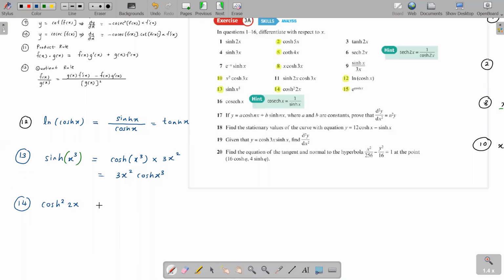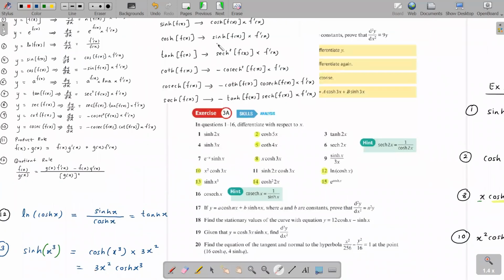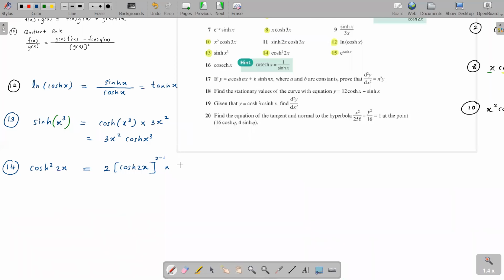So cos square 2x, when I differentiate, I'll take the 2 in front, 2 times cos 2x, the first rule, n f(x) to the power n minus 1. So I take the 2 in front, cos 2x to the power 2 minus 1. Then times the f'(x), which means now the differentiation of cos 2x. So cos 2x differentiation, again look at these rules. Cos 2x differentiation is what? It's minus sin 2x, and don't forget the 2x also has to be differentiated, giving 2. So that's going to give us sin 2x times 2.